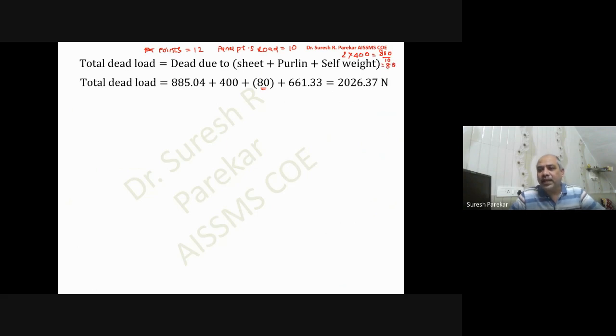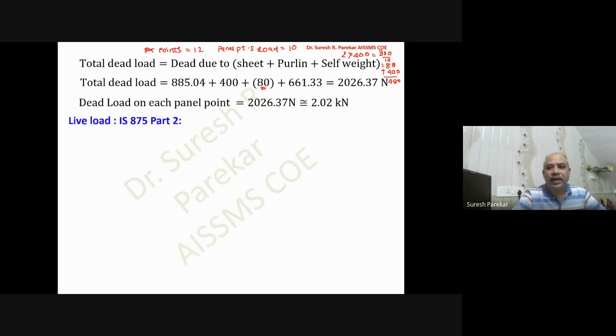So on each panel point dead load, we have to consider the load due to purlin: 80 plus 400, and that comes to 480. That 80 we have considered over here. Otherwise, that 2 extra purlin load will not be considered. So that is the only change you have to keep in mind while calculating by plan area. Then we have dead load on each panel point 2.02 kilonewton, same as we have seen over there.